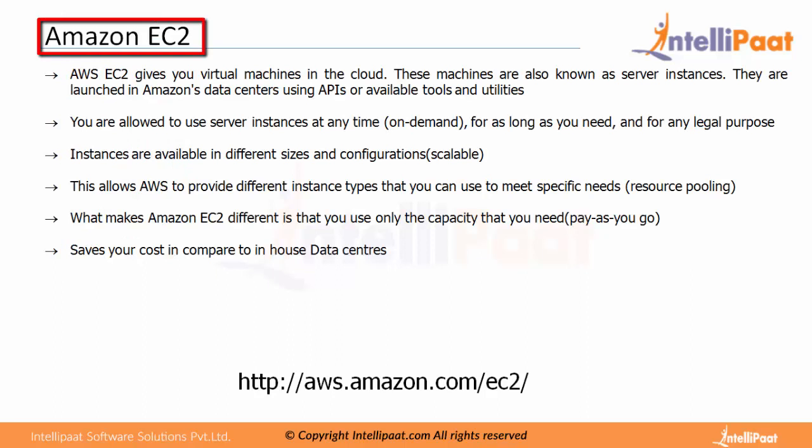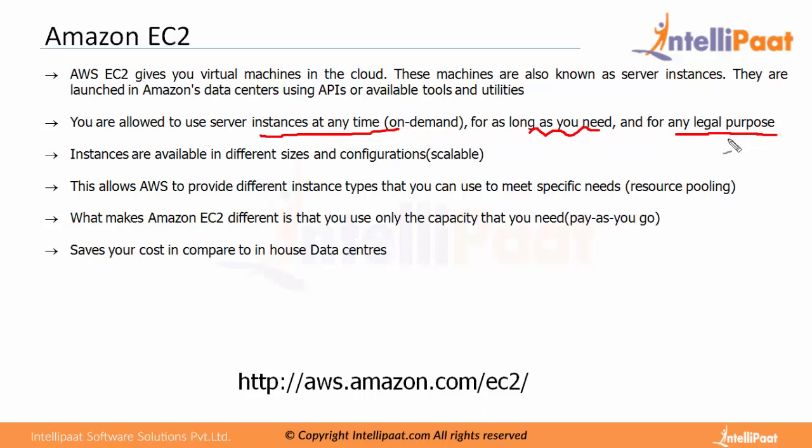What is Amazon EC2? Amazon Elastic Compute Cloud gives you a virtual machine in the cloud. These machines are also known as a server instance. They are launched in Amazon's data centers using APIs or available tools and utilities. Now, you are allowed to use these servers at any time for as long as you need, but only for the legal purpose. Now, why is this so important, the legal purpose word here?